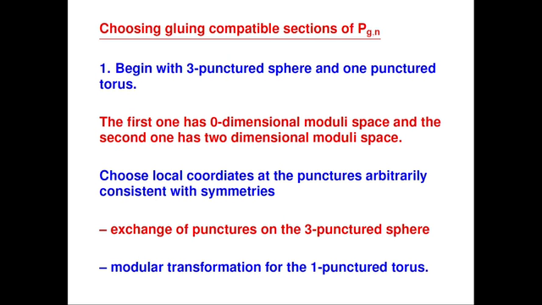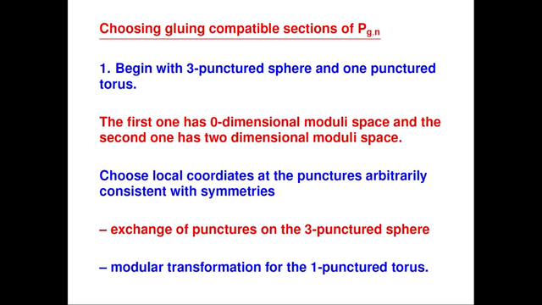So now I turn to the final task, which is to choose gluing compatible sections of PGN, which we denoted by SGN earlier, and once we have this gluing compatible section, that will also tell us how to construct these 1PI regions which we called RGN. So I will try to describe this procedure. We begin with the simplest possibilities, which is the 3 punctured sphere and the 1 punctured torus.